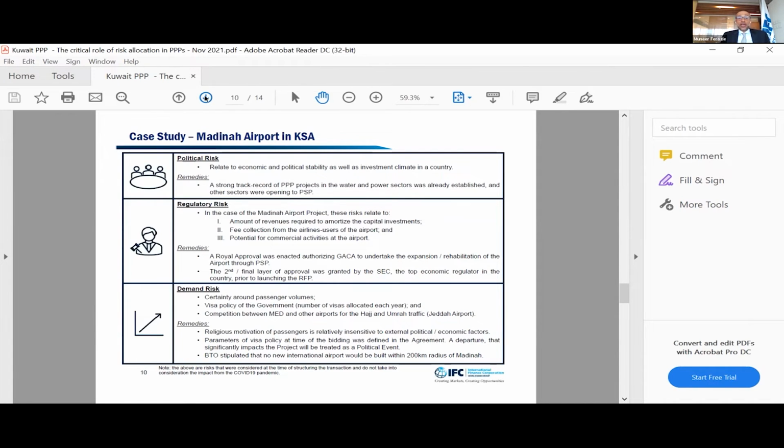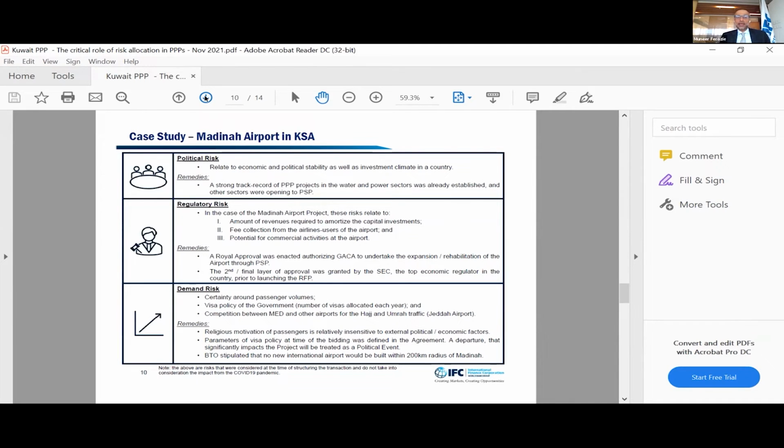The second is the regulatory risk. In case of Madinah, there are three things in that. Are the amount of revenues required enough to amortize the capital investment that you're going to do? Will you be allowed to do the fee collection from airlines and the users of the airport? Because sometimes they are constrained within the regulations. And what is the potential for commercial activities at the airport? And are you allowed to expand that as well?